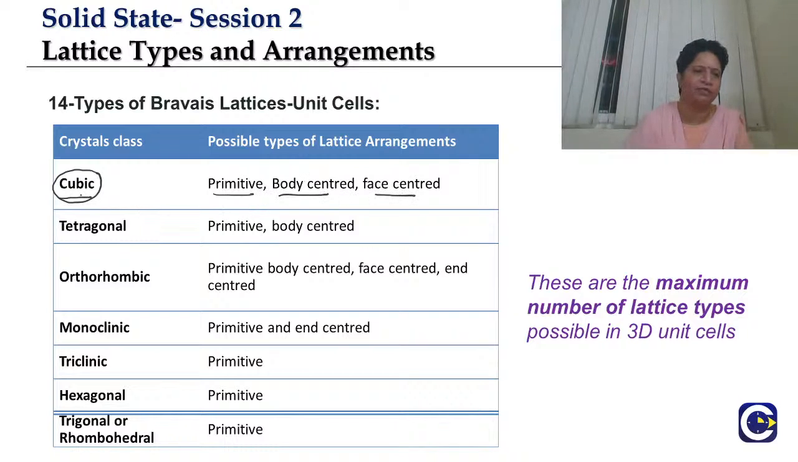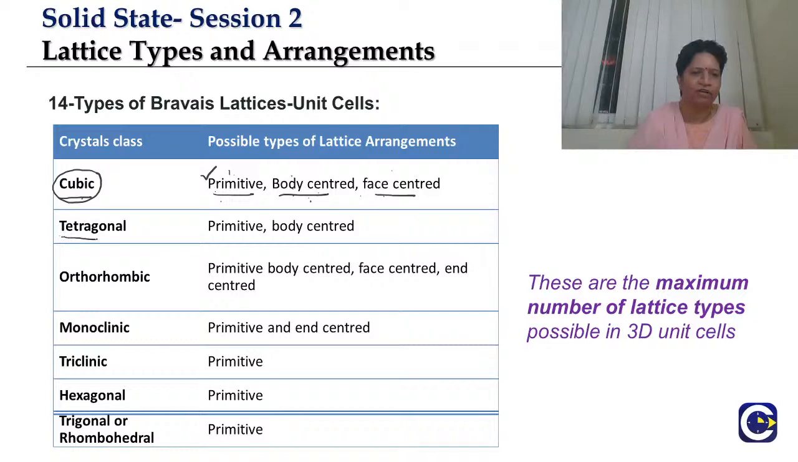If I take a simple cube wherein the edge lengths are equal, a equal to b equal to c, and the interaxial angles, these crystal systems will have further different types of arrangements. So cubic will have primitive, in the sense it will have lattice points only at the corners. We'll also have a body centered type, that is along with the corners you will have a lattice point at the center of the body. If it is face centered, corners with the center of each face.